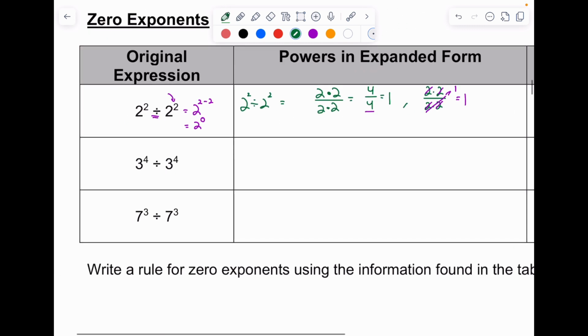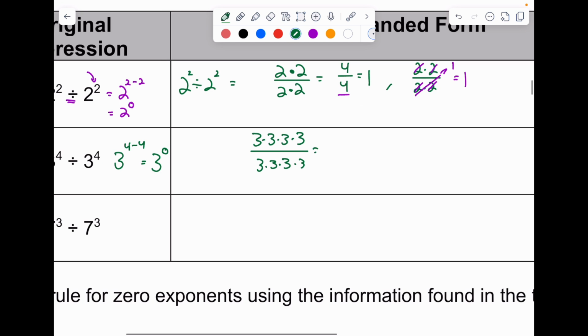Let's do it again here. 3 to the 4 divided by 3 to the 4 means we subtract our exponents, so you get 3 to the 0. Just like in the previous example, we have 4 3s up top, and we have 4 3s on the bottom. Sorry, I said that wrong at first. Let me rewrite it again. So we have 4 3s.